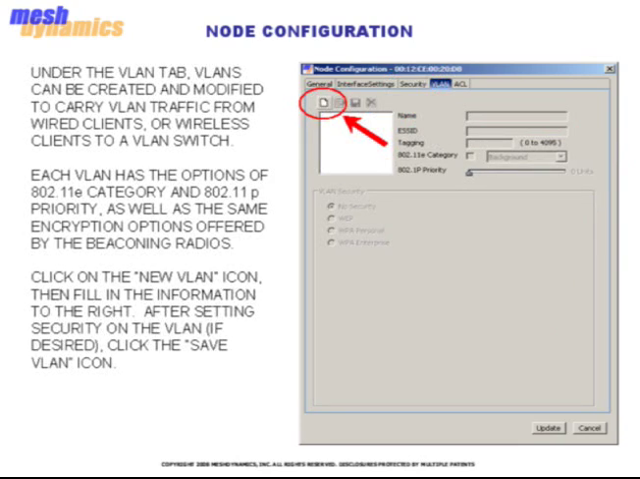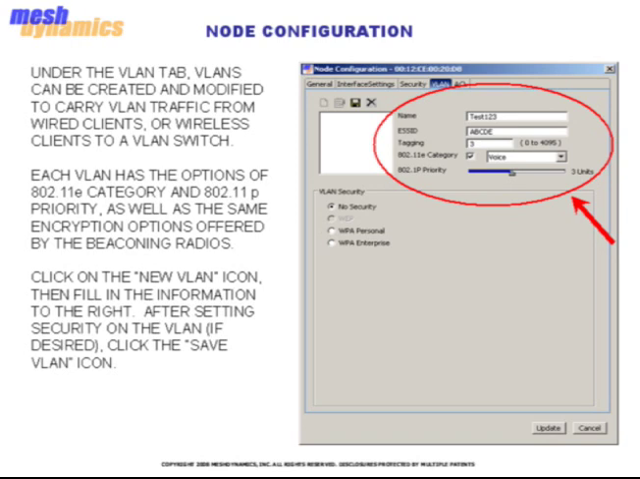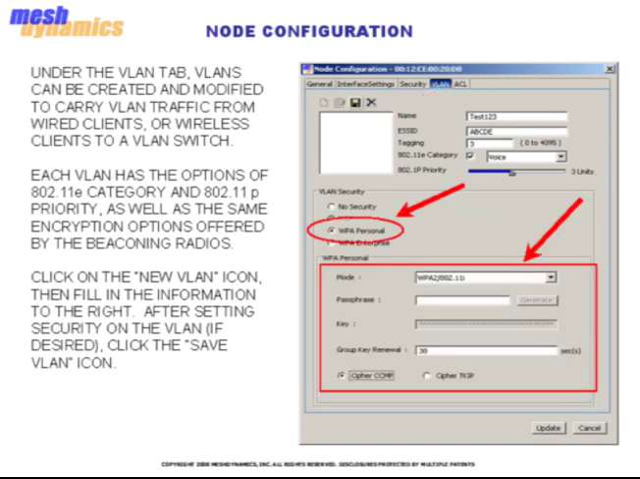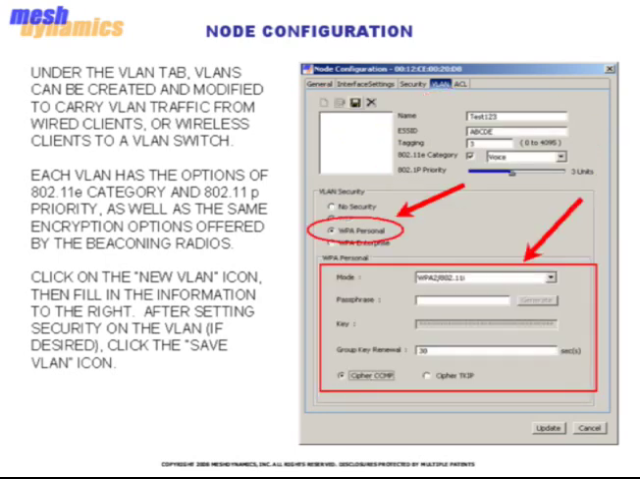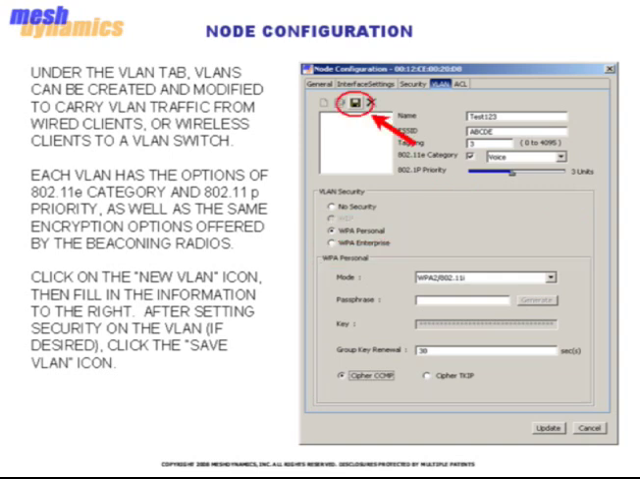Uplink radios can only be associated to other MD4000 mesh nodes. Under the VLAN tab, VLANs can be created and modified to carry VLAN traffic from wired clients or wireless clients to a VLAN switch. Each VLAN has the options of 802.11e category and 802.11p priority, as well as the same encryption options offered by the beaconing radios. Click on the new VLAN icon, then fill in the information to the right. After setting security on the VLAN, if desired, click the Save icon.